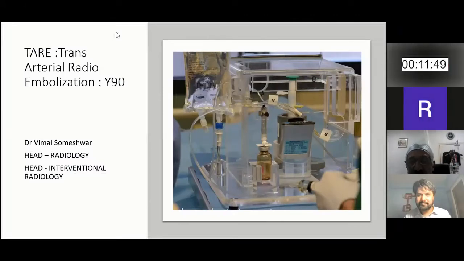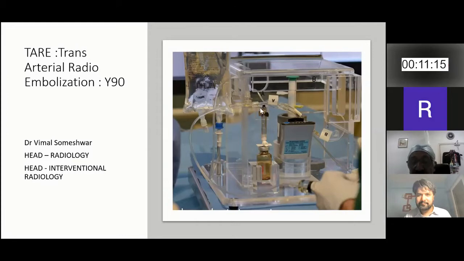And I always look forward to participating in meetings associated with cancer, as managing liver tumors has always been my very big interest. And especially doing radioembolization, which I had initiated right about 15 years ago. So I have developed quite a bit of experience in this, and I would share my experience of TARE with all of you.